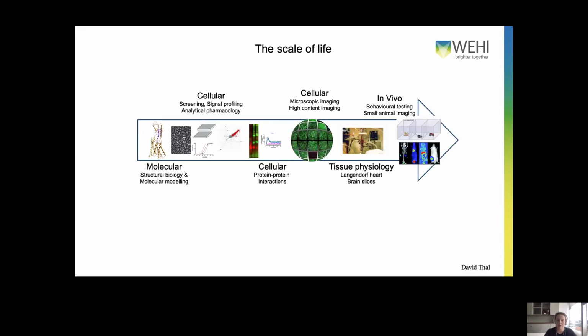So if we look at the scale of life, structural biology in general and cryo-electron microscopy specifically looks at life at the most microscopic level. So it would be right over here. We use structural biology trying to understand how atoms come together to form structure. In our case, it will be protein structure. Molecular modeling also fits into this category. However, I will not be talking about it today.